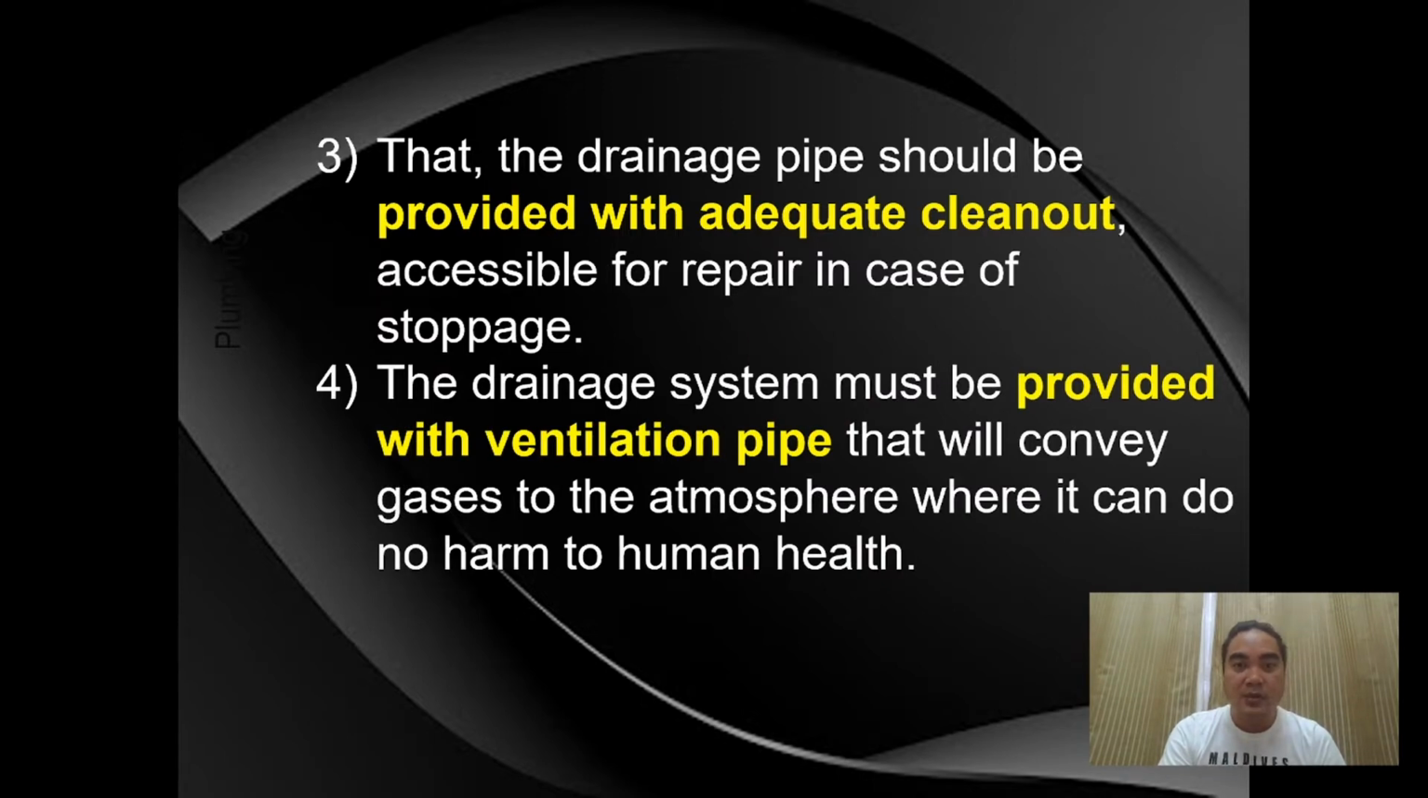The drainage system must be provided with a ventilation pipe that will convey gases to the atmosphere where it can do no harm to human health. Kailangan din yung mga ventilation pipes sa plumbing system natin, kasi nakaka-apekto yan sa pressure ng air sa loob ng pipes. Syempre, pag discharge natin yung air sa labas, it should be no harm sa mga tao. So may mga distance niyan, for example sa mga window or parapet.